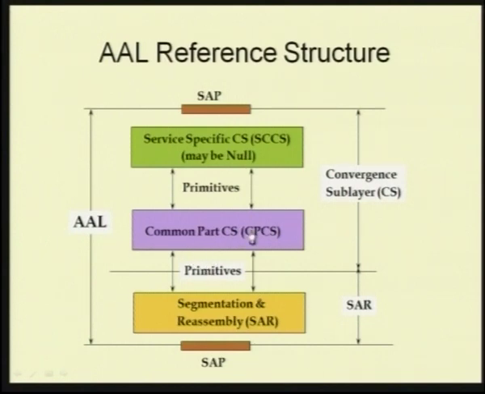In addition to this, there is a convergence sublayer. This is again divided into 2 parts: a service specific convergence sublayer, called SSCS, and a common part convergence sublayer, called CPCS. So, we have a convergence sublayer and then a segmentation and reassembly layer. What is done by each of these depends on what type of application it is trying to support. That adaptation with respect to ATM is taken care of by these 2 parts.